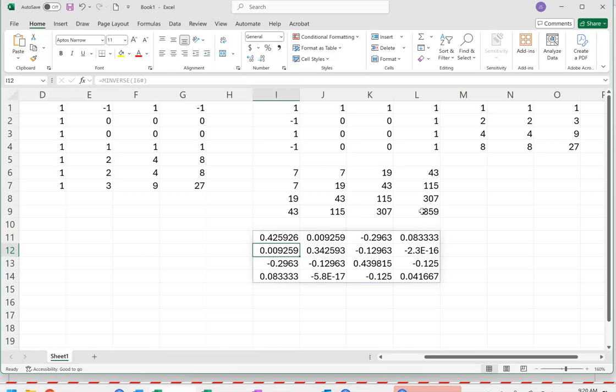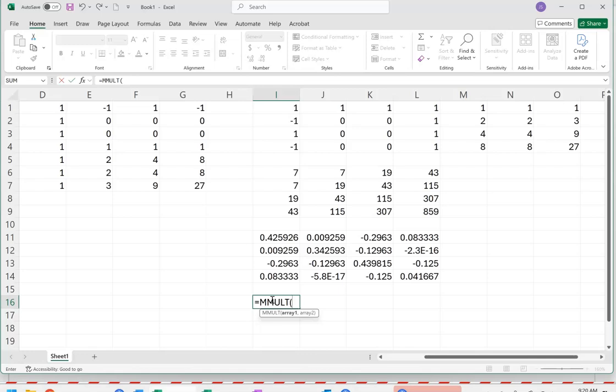What do we want to take the inverse times? Yeah, the A transpose, right? So here's the inverse. And I want to multiply that by the transpose, which is over here. All right, I want to multiply those 2 things together. Okay.